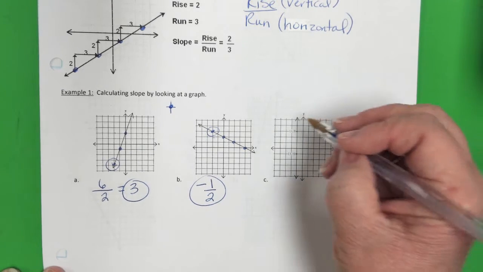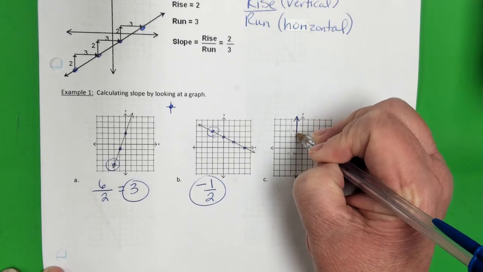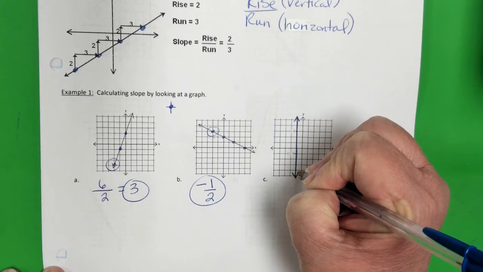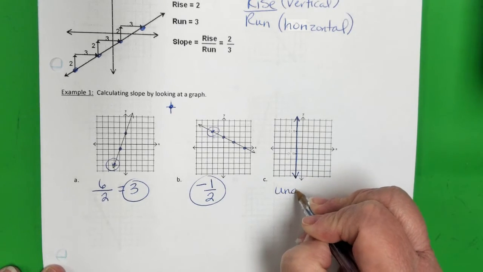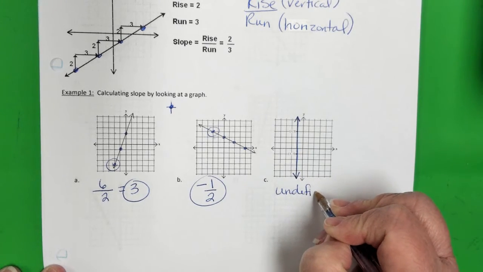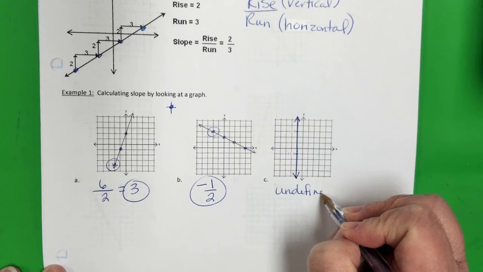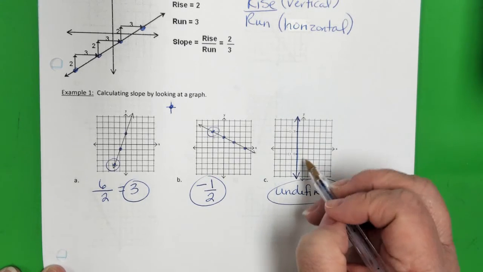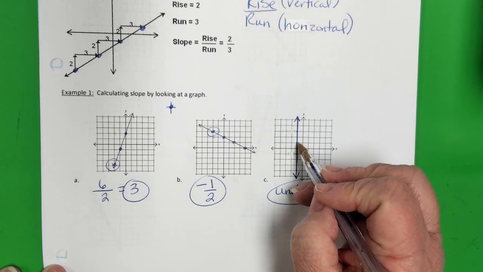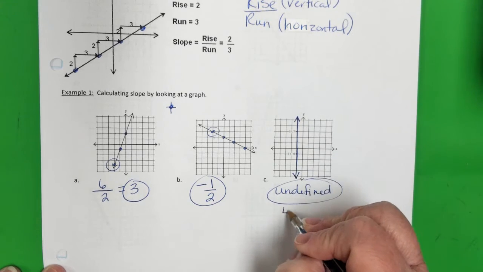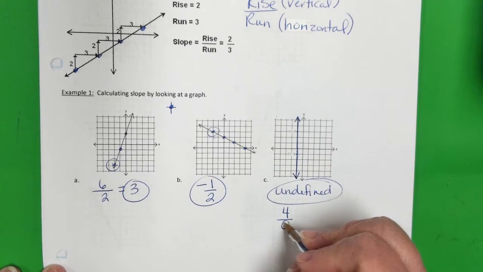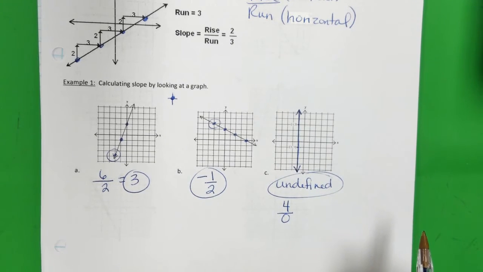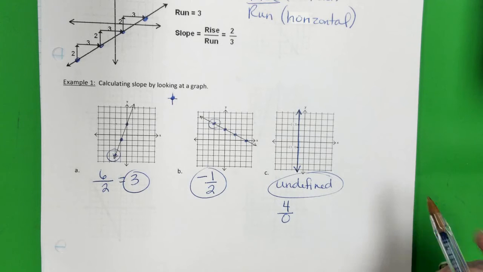All right, looking at this line, and it's a little light, but just looking at that line, it's going to be undefined. We don't even have to count. But if we did, the vertical change would be 4, so that's 4 over. And the horizontal change, there is none, so that's 0. And the reason why this is called undefined is because you can't divide by 0.